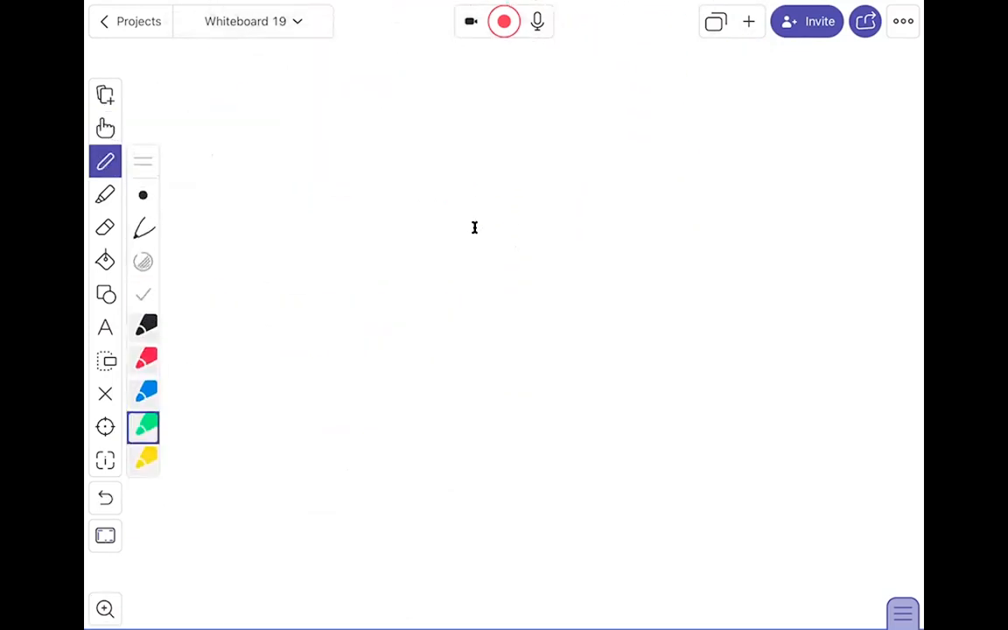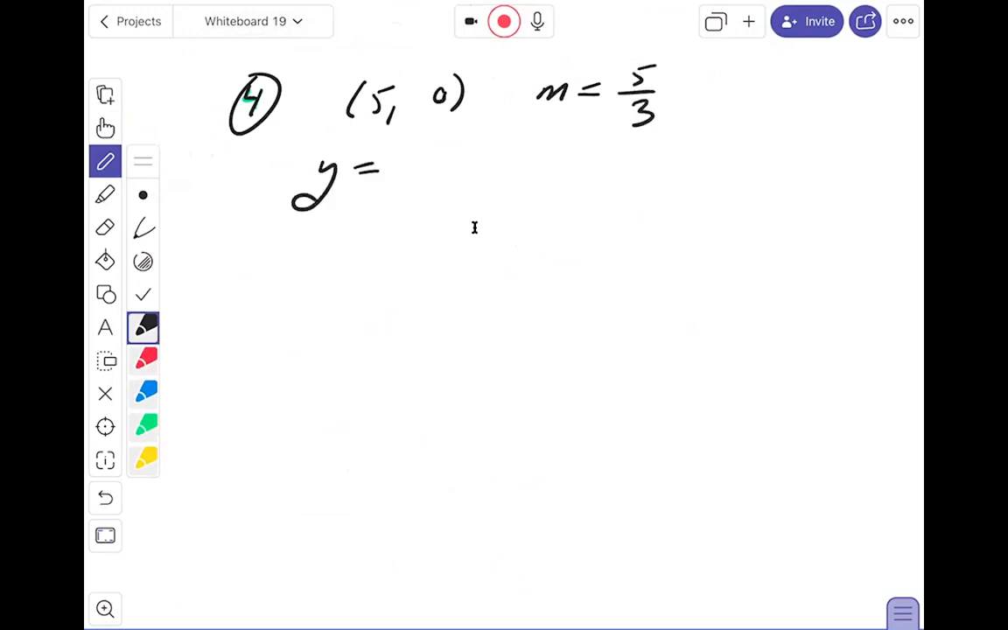Number 4 is, find the equation of the line, and so on. It's really the same story over and over again. They give me a point, and they give me a slope. Now, what do I know? I like this form, by the way.